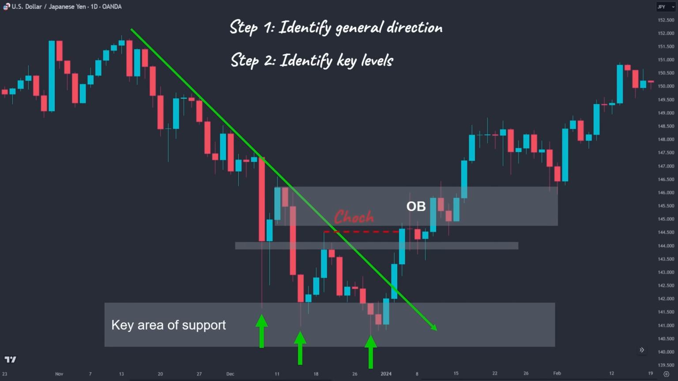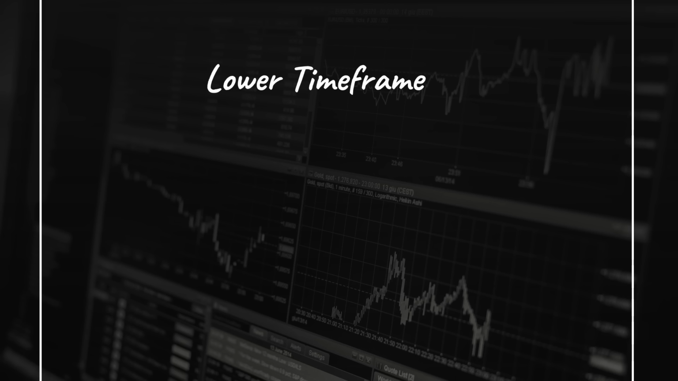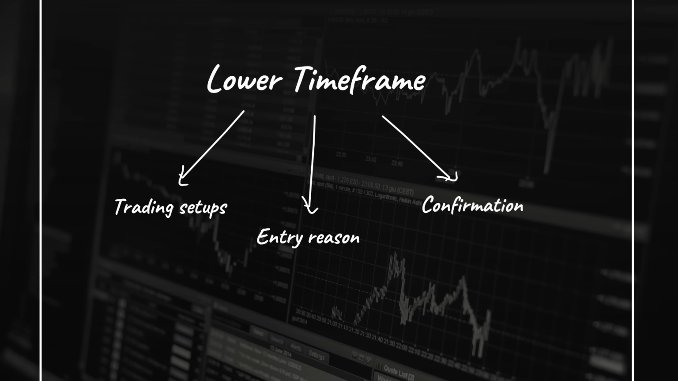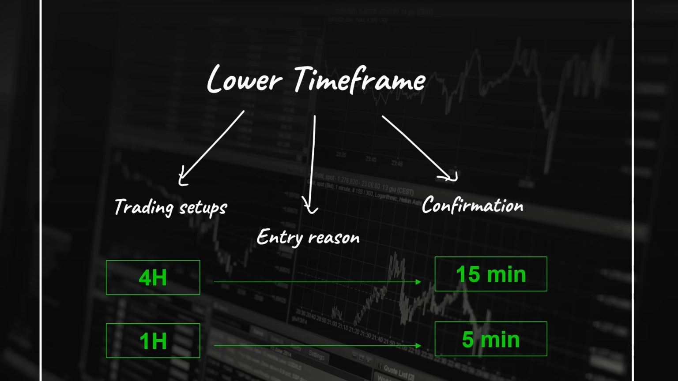As much as the higher time frames are important, executing trades is done in the lower time frames like 15 and 5 minutes. Combining the lower time frames with the analysis time frames is primarily for finding trading setups, entry reason, and confirmation. Usually, if we mark our trading zone in the 4-hour and 1 hour, we look for entering the market in the 15 minutes and 5 minutes respectively.